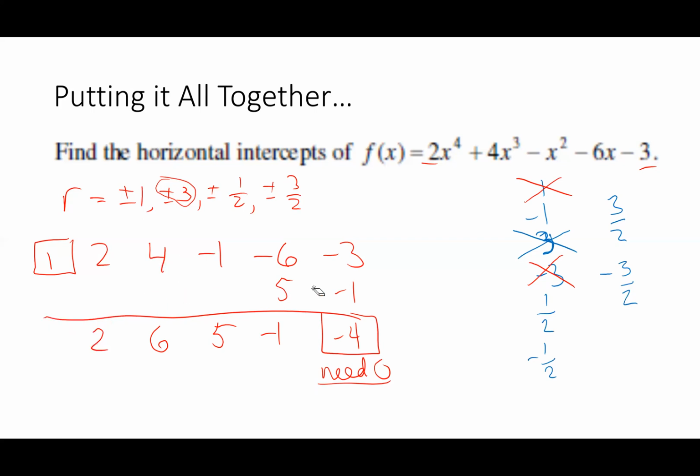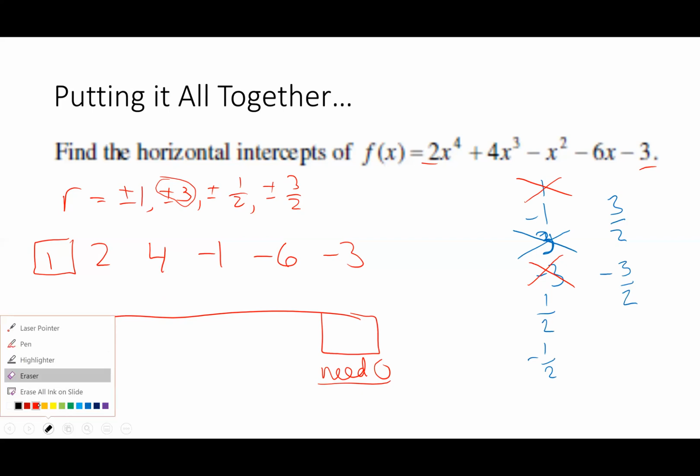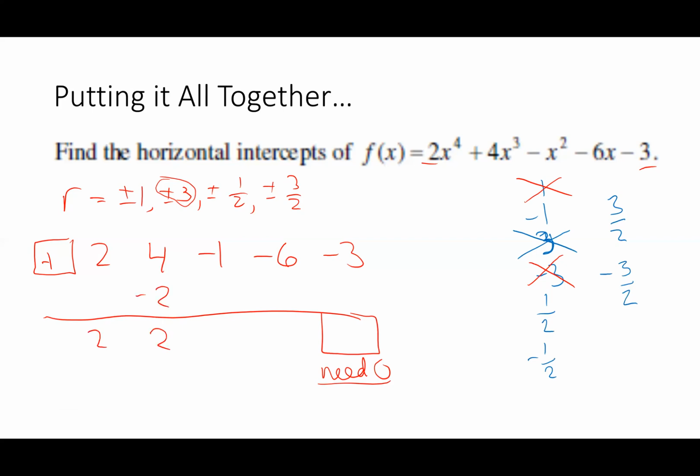So ultimately, all we're doing here is we're looking for a remainder of 0. And when we have a remainder of 0, we're in great shape. All right, so now let's go ahead and try -1. So we drag the 2 down, -2, 2, -2, -3, 3, -3, 3, 0.